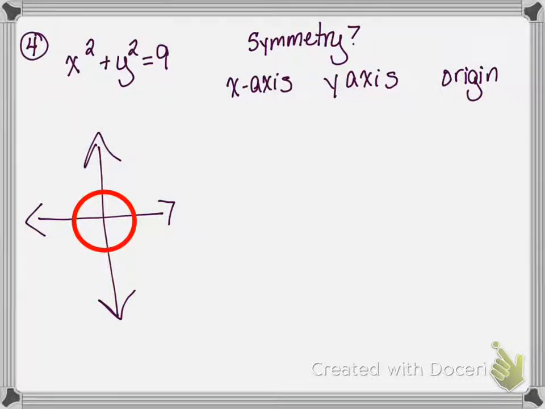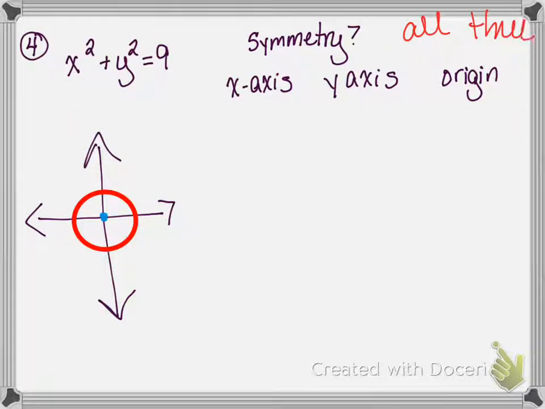Okay. And I know that's definitely not a perfect circle. The origin is right there. And if it was perfect, I could fold it over the x-axis, I could fold it over the y-axis, and I could fold it over both. So the answer to this question is that it is symmetrical to all three. So the final answer to this is all three. It's symmetrical to all three.